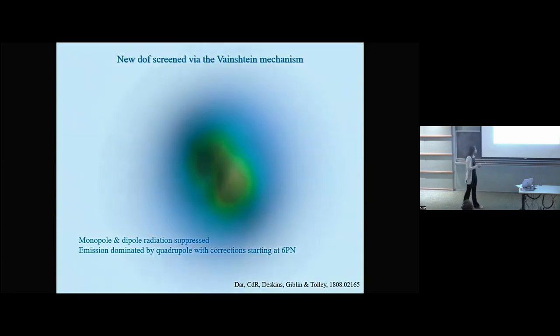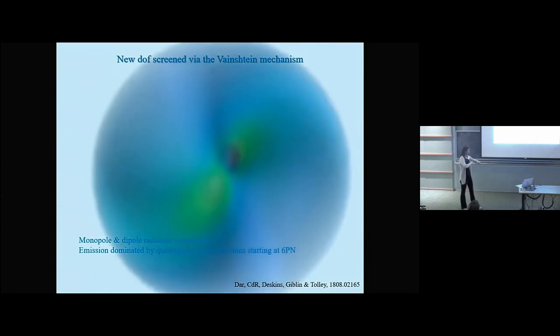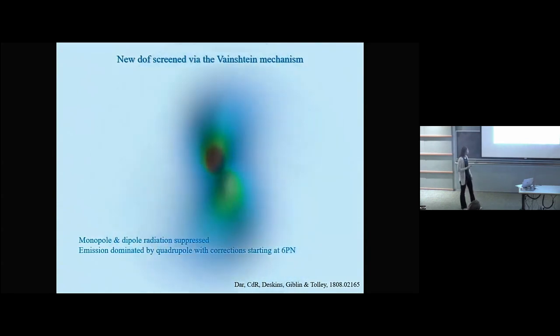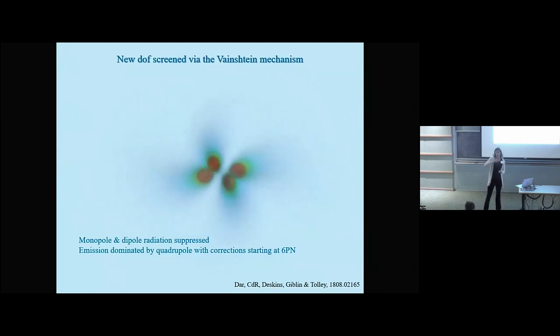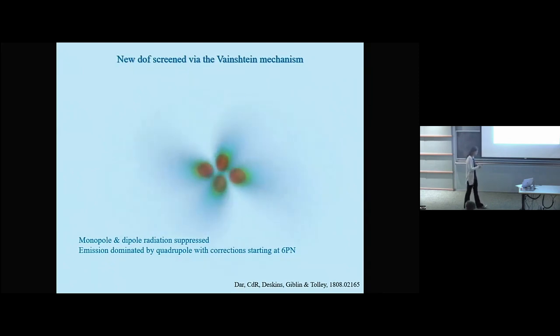But as the system is relaxing to what would be the inspiraling phase, you see that the power emitted is dominated by the quadrupole. So roughly at this point, not quite yet, but very soon, it is dominated by the quadrupole. So you have quadrupole radiation from the standard tensor gravitational waves, and then you have additional quadrupole generation from these additional degrees of freedom, which are very much suppressed as compared to what you would have from gravity itself. And there are corrections that come in at 6th order in post-Newtonian.